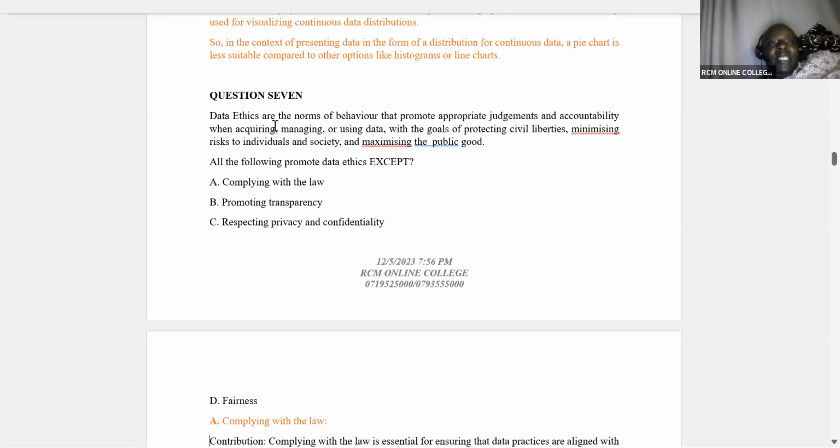Question number 7. Data ethics are the norms of behavior that promote appropriate judgments and accountability when acquiring, managing, or using data, with the goals of protecting civil liberties, minimizing risks to individuals and society, and maximizing the public good. All the following promote data ethics, except which one? Is there someone who knows the answer?